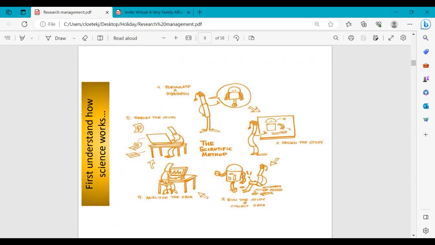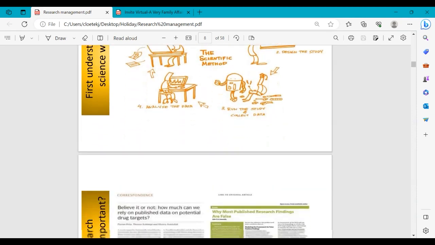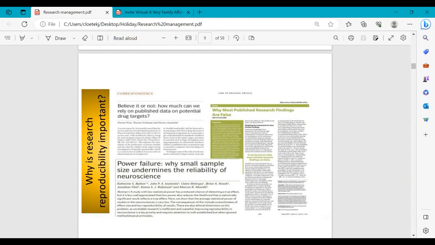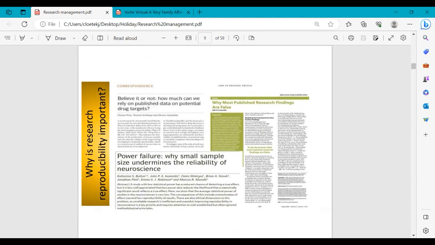And then very importantly, how we report the data. If we report our methods, we need to think about when we read the methods, is this sufficiently written so that someone else can repeat the study? So this is extremely important. And now, why are we discussing this? Why is it so important?